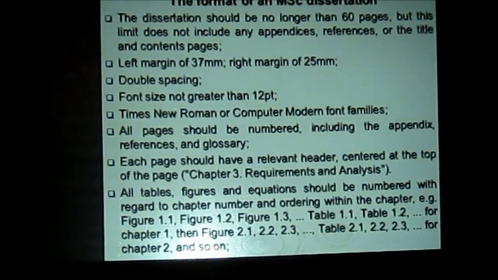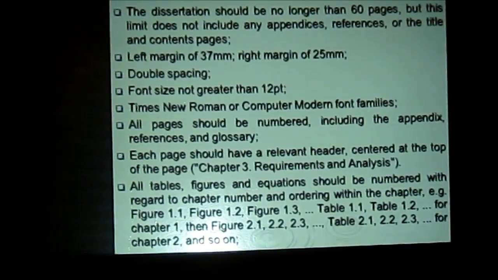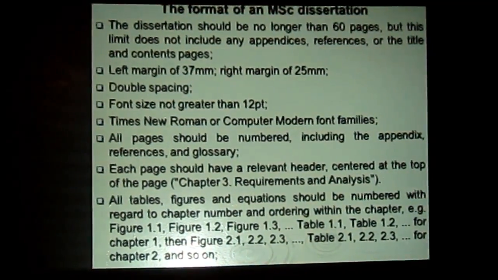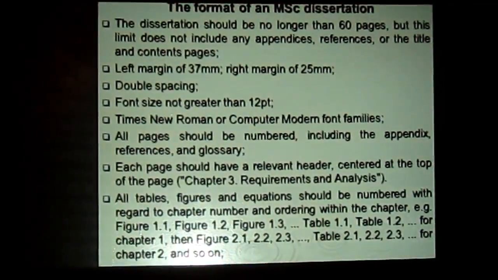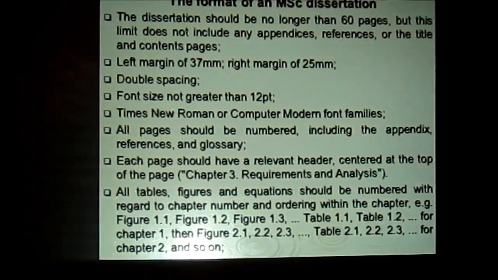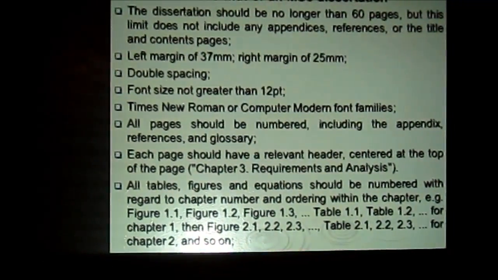All right, in order to format a Master's dissertation, you should take into account the following items. Number 1, your dissertation should be no longer than, I mean here the BA dissertation should be no longer than 60 pages, without including the appendices, references, and so on. Don't forget the margins.